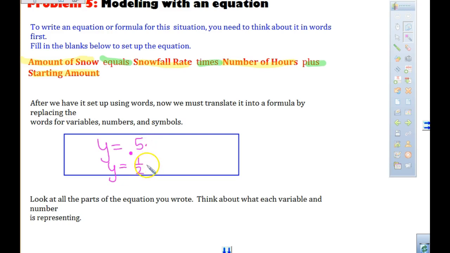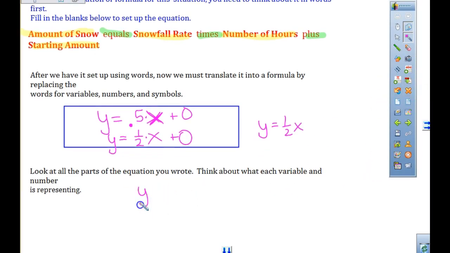And then it's times, what were hours on our graph? 12? No. That was our variable x, our independent variable. And then it said plus, where was our starting point? 0. Okay. Now a lot of times you will see this written as just 1/2 x without the plus 0. It's understood that if there's nothing back here, plus 0 would be added. So it says, look at the parts that we wrote, think about what each variable means. Y is the what?